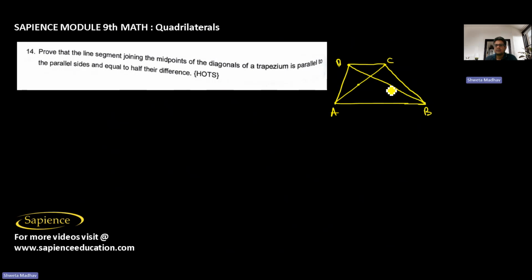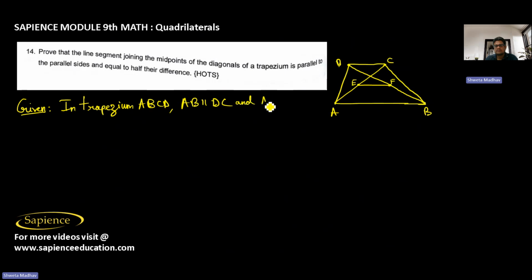And their midpoints are, suppose, E and F. So we have to show that the line segment joining the midpoints, EF, is parallel to the parallel sides and is equal to half their difference. Here it is given that in trapezium ABCD, AB is parallel to DC, and obviously AD and BC are its non-parallel sides.